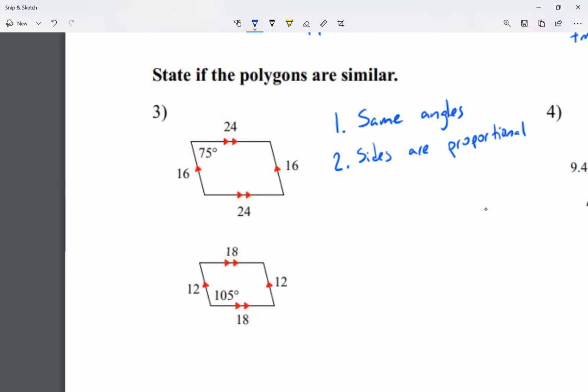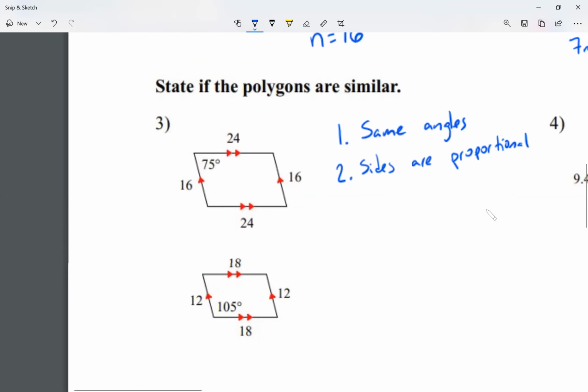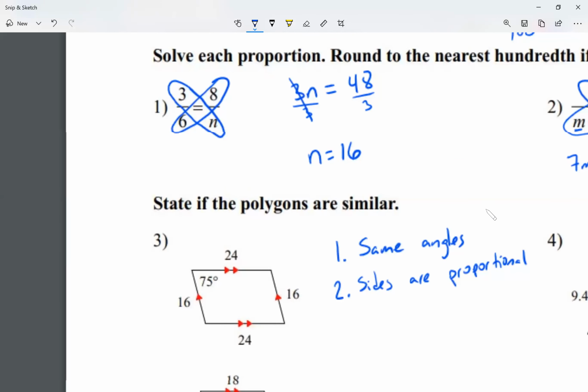If I have my figures in fractions, my fractions must simplify to the same thing. If I simplify my fractions, they must simplify to the same thing. If I cross multiply instead, my results have to be equal. Remember question number 1, isn't that how we solve this? I cross multiplied and I said the results were equal.